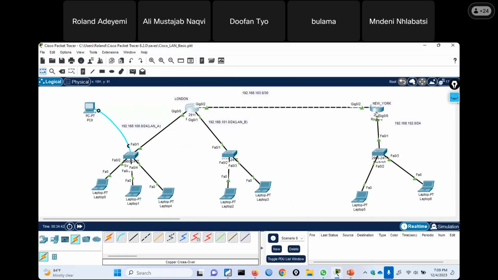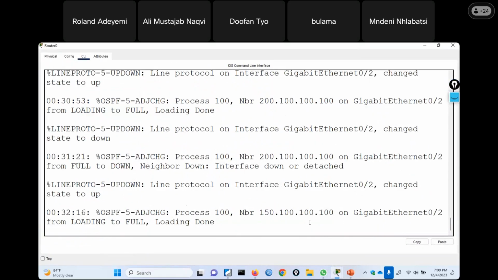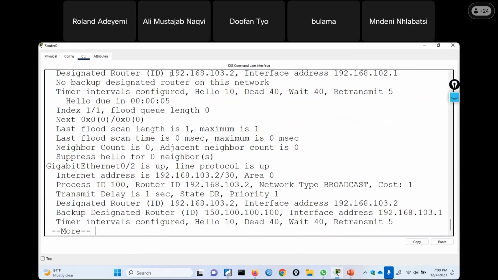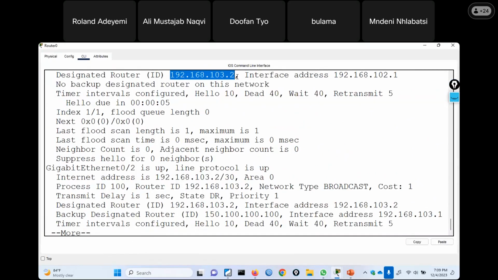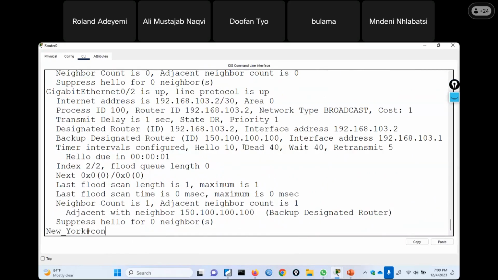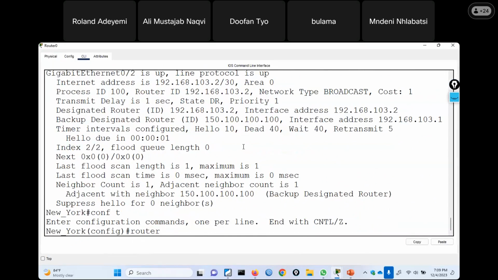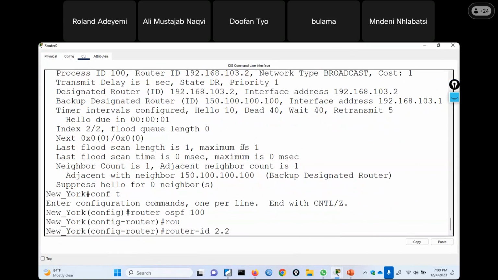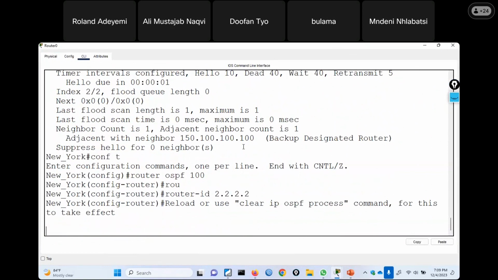Okay, I say New York router. What's your own router ID? Show IP OSPF interface. Your router ID is 192.168.103.2. We don't want that. We go to router OSPF 100, router ID 2.2.2.2. I hit enter here.